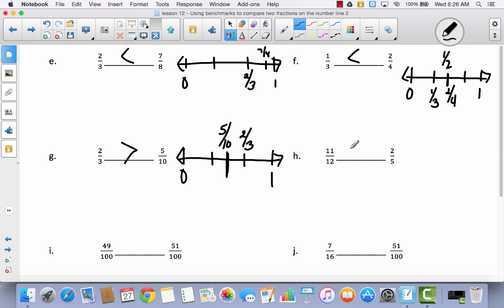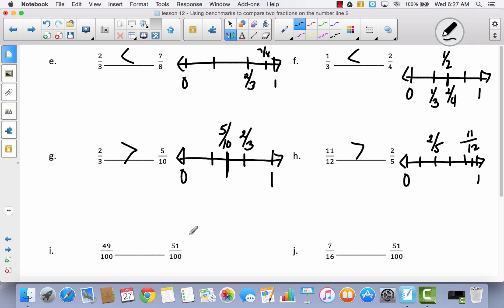All right, let's take a look at H. I love these numbers that are like this, where the two numbers are almost close together because it's so easy to tell that they're almost 1. All right, so let's do fifths. So I'm going to divide this into 5 parts. First of all, I'm going to put my 0 and my 1, and I'm going to divide this into 5 parts. 1, 2, 3, 4 lines make 5 parts. 1, 2, 3, 4, 5. So 1/5, 2/5. Now, I don't have to divide this into 12 parts because look at this. 11/12 is almost 1 whole. It's only 1/12 away from being a whole. So I know it's going to be way down here by 1. So 11/12 is greater than 2/5.